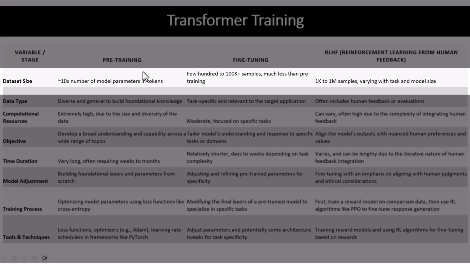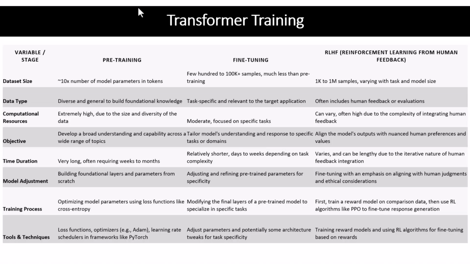If we compare that with fine-tuning, we will only need a few hundred up to a few 100,000 samples, which is much less than the pre-training needed. Finally, in RLHF, we may need between 1,000 and 1,000,000 samples, varying on the type of task and the model size. So, as you can see, the dataset can change in size dramatically depending on the stage of training.